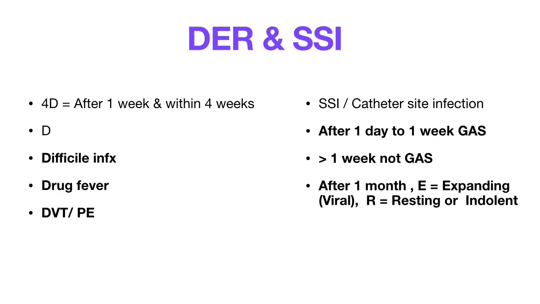After 1 month, ER infections. E means expanding organisms, like viral things on social media. So it's basically a viral infection. And R means resting or indolent organisms. So grossly the mnemonic is Tinder. If you like this mnemonic then please tell me in the comment section.